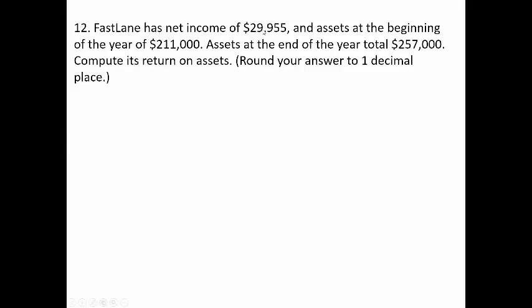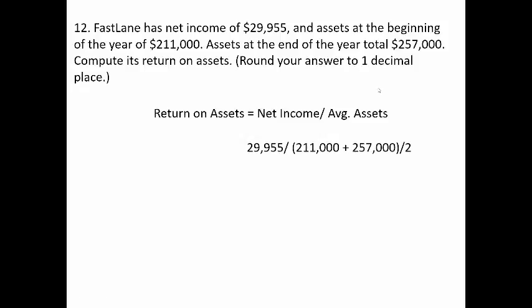Fastlane has net income of $29,955 and assets at the beginning of the year of $211,000. Assets at the end of the year were $257,000. Compute its return on assets, and we're supposed to round this to the nearest one decimal place. So there's our formula, and we know that $29,955 is the income. You add together 211 and 257 divided by 2, and that's going to give you $29,955 divided by $234,000, which turns out return on assets expressed as a percentage is 12.8%.